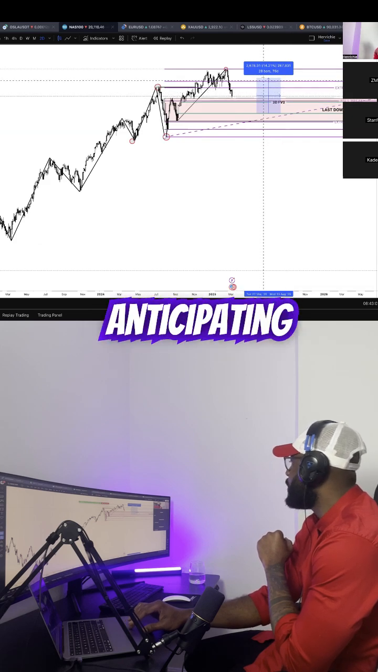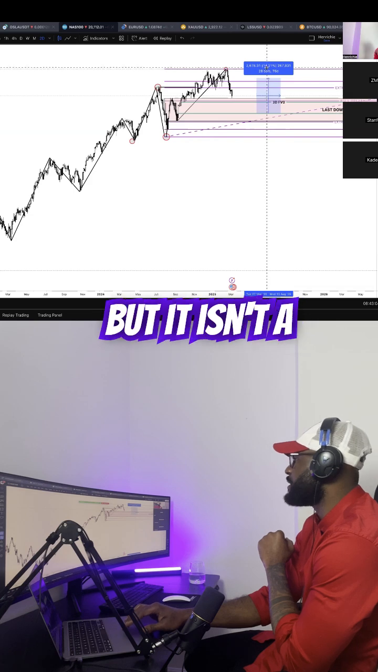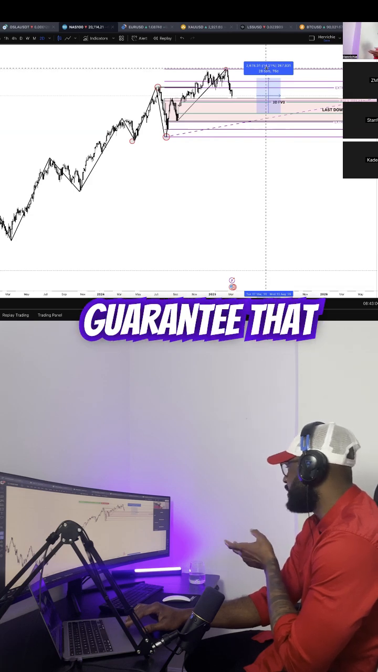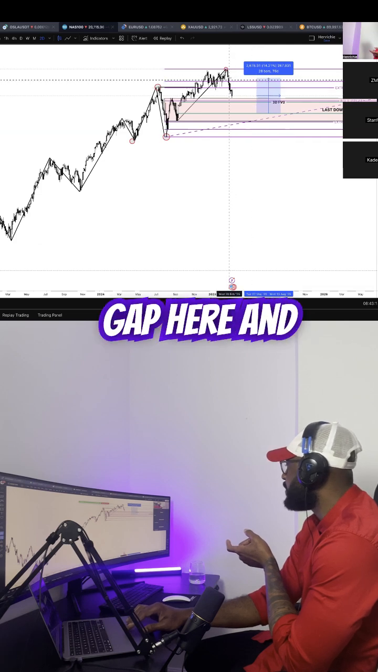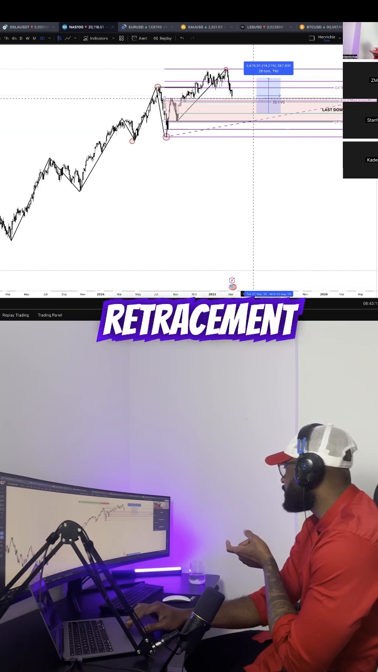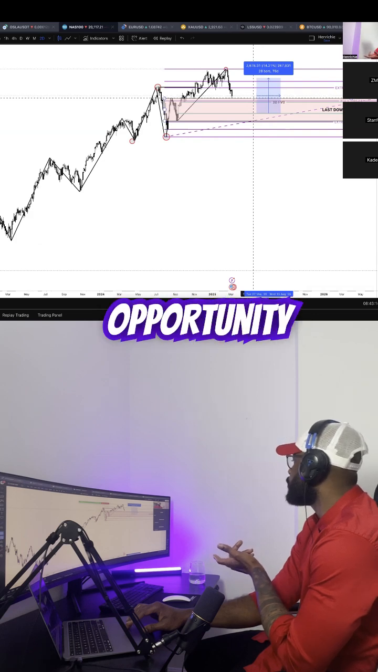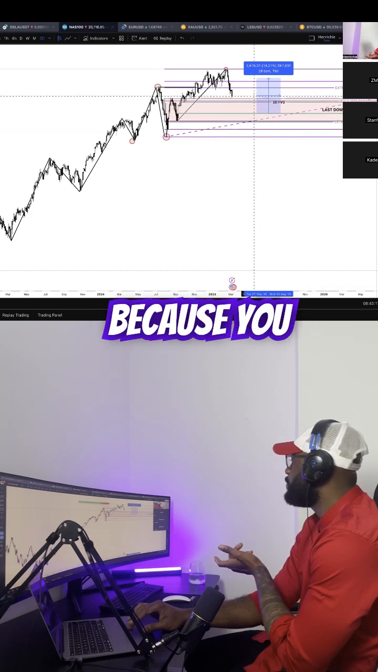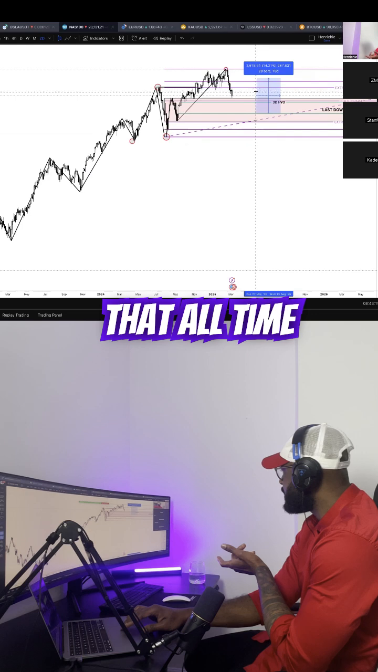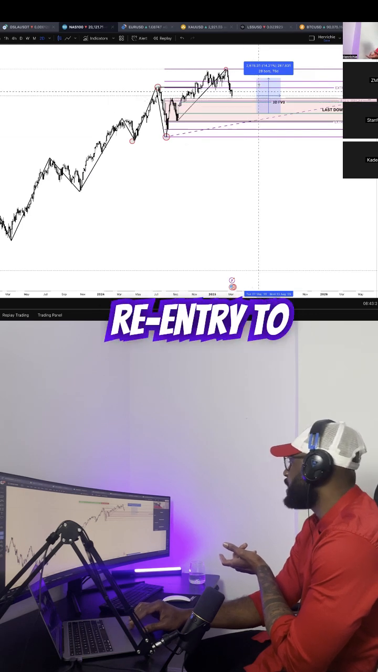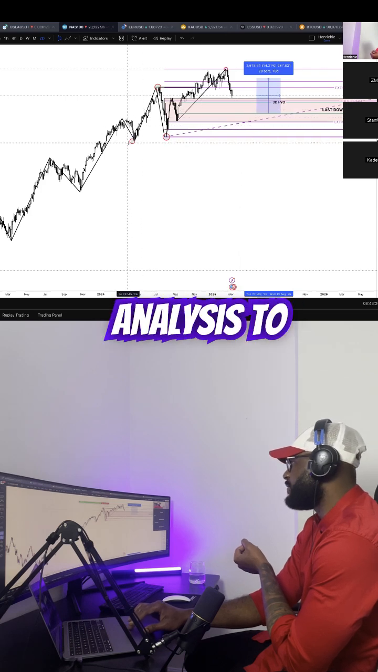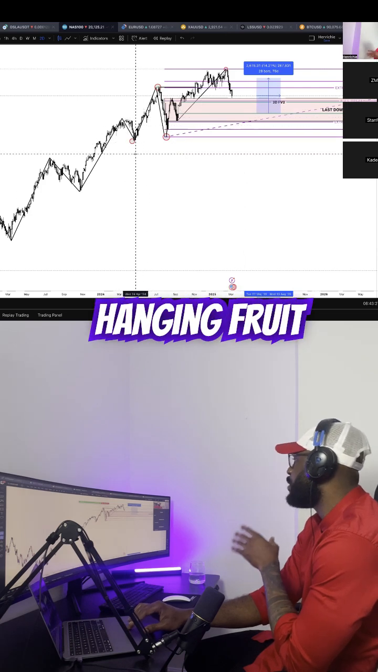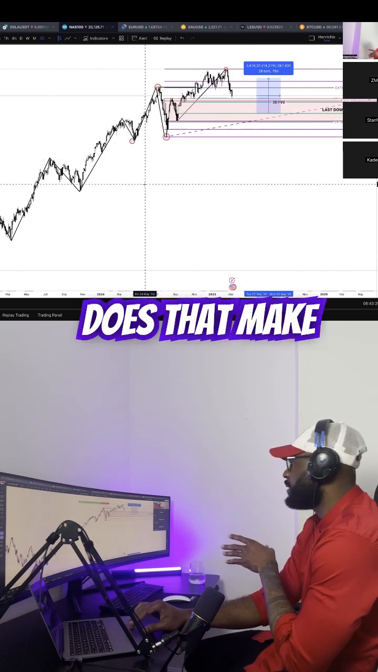Even though we're still anticipating a continuation to the upside, it isn't a guarantee that price will continue higher. Price can still hit this fair value gap here and have a deep retracement. And that will even give you more opportunity to look for another re-entry because you are bullish and you know we're still going to hit that all-time high. This is basically how you can use quantitative analysis to still find your low-hanging fruit objectives. Does that make sense, guys?